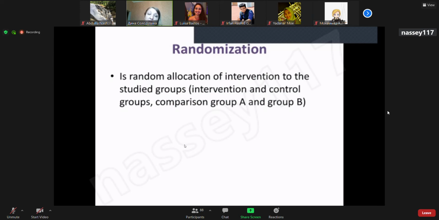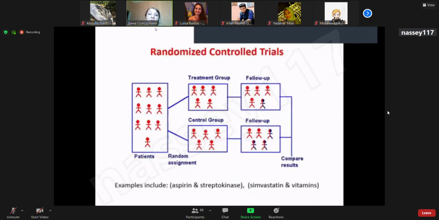This is the scheme which shows you an example of a randomized controlled trial when we have two kinds of interventions, for example, aspirin and streptokinase, and compared with simvastatins with vitamins. So one group receives the first intervention, control group receives the second one. And after we finish the study, we compare the results.